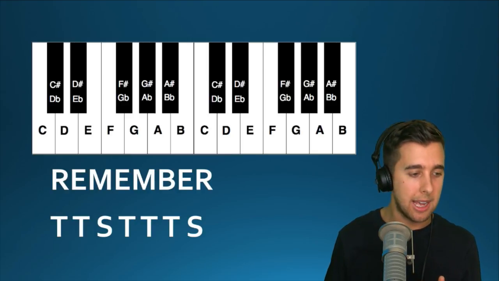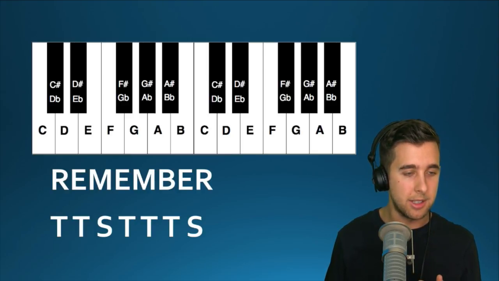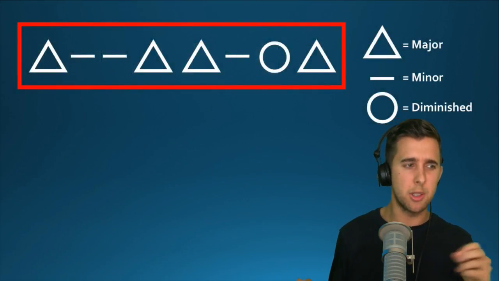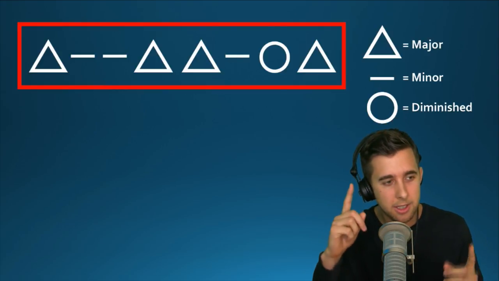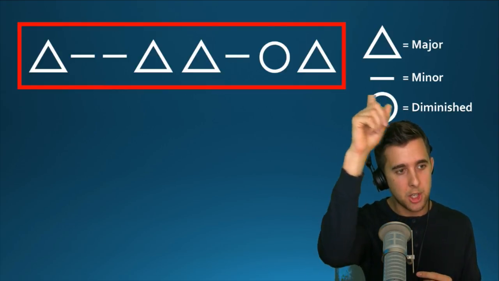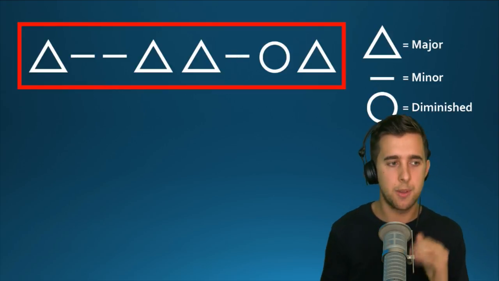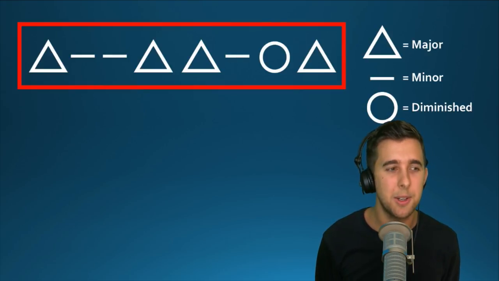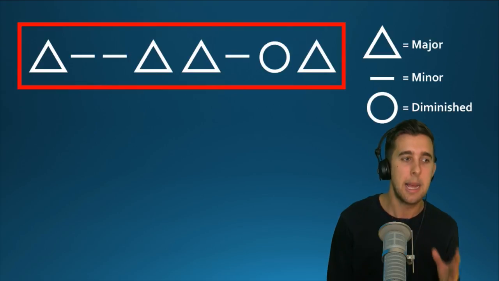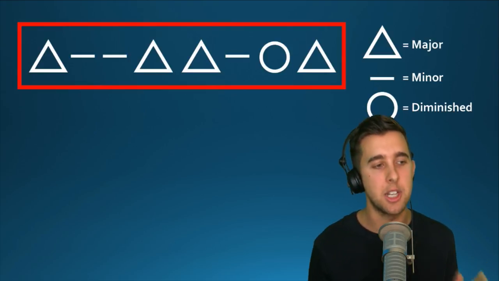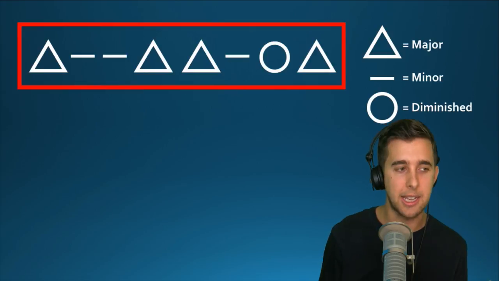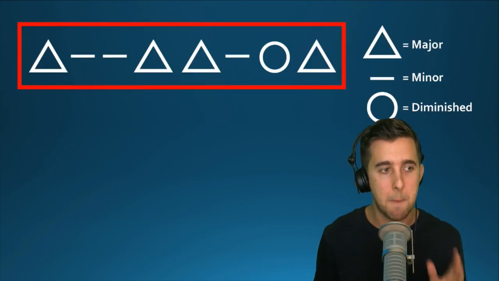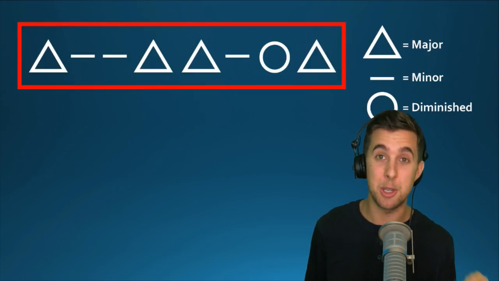So next, we're going to look at this thing here, which might look a bit weird. So we've got triangle, dash, dash, triangle, triangle, dash, circle, triangle. You're probably thinking, what? So if you just look above here, major is the triangle, minor is the dash, and circle is diminished. So this is how I like to remember it. Major, minor, minor, major, major, minor, diminished, major. Let me say that again. Remember, triangle is major, dash is minor, and circle is diminished. So major, minor, minor, major, major, minor, diminished, major.